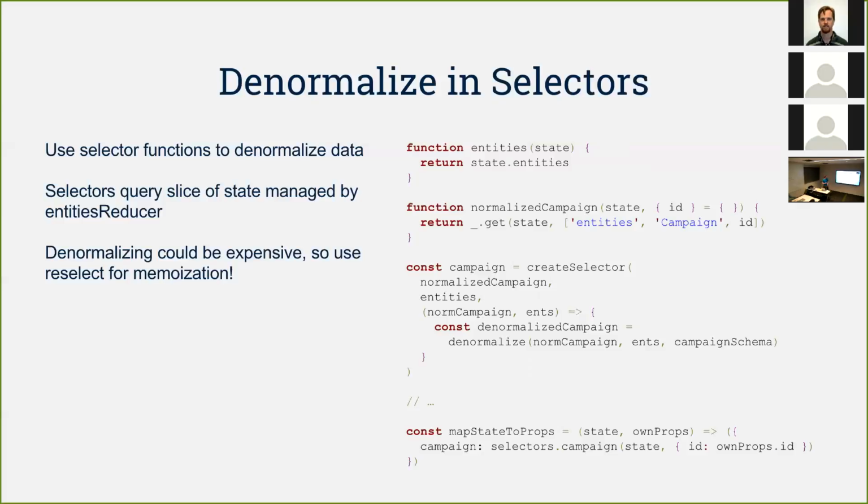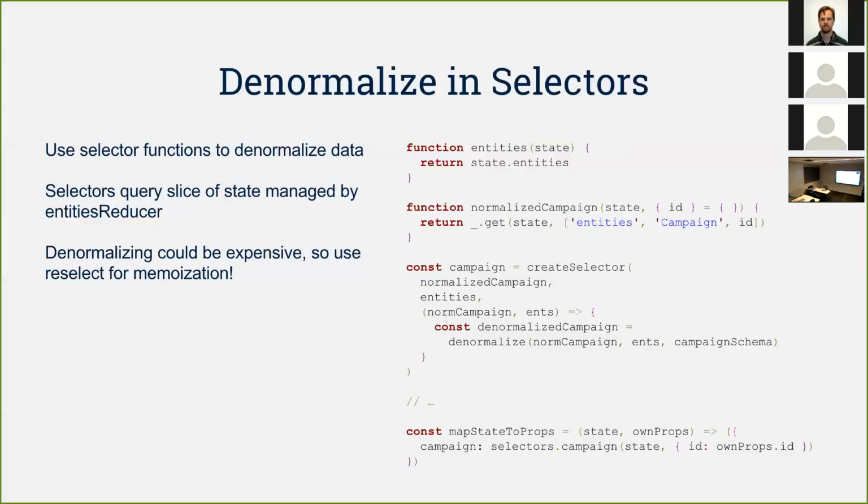And there's another library we use called reselect, which does memoization, because denormalizing can be a little bit expensive. If your data hasn't changed, every time you calculate it you're going to get exactly the same results. So we're able to memoize that and speed up our application by using reselect. That's not strictly necessary, but it can help you with performance issues. So let's take a quick look at how these selectors work.